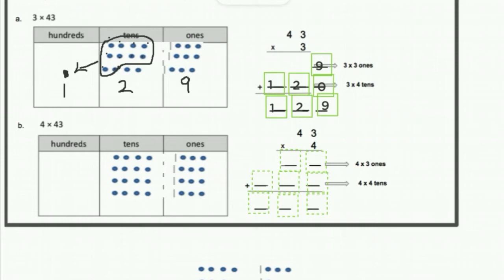Count my ones for me. How many ones do I have? Yeah, I got the same thing. I got 12 ones. Can I have 12 discs in one place value? I sure can't. So what do I need to do? Bundle. Remind me, a bundle is a group of? How many discs are in a bundle? Yes, a bundle is a group of 10. Count my 10 with me. 1, 2, 3, 4, 5, 6, 7, 8, 9, 10.